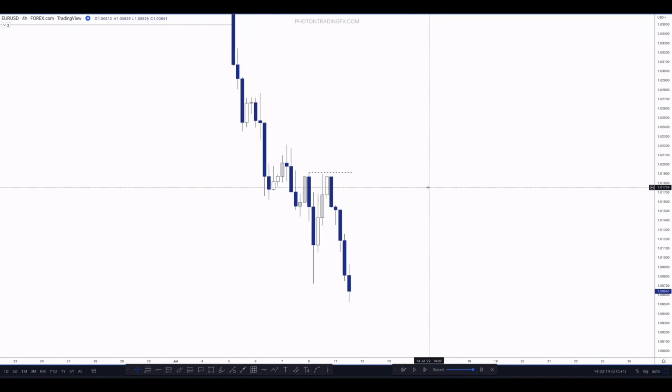And then we continue to the downside, okay? So we've had another fractal continuation. So now we can adjust our fractal high to the last candle that failed to break the previous candle's low.